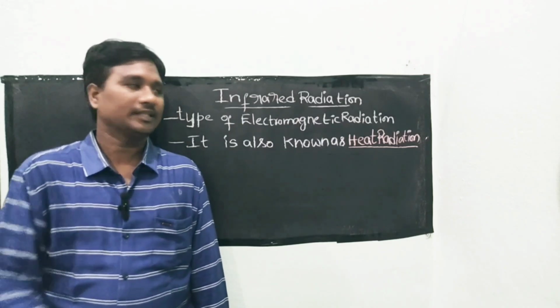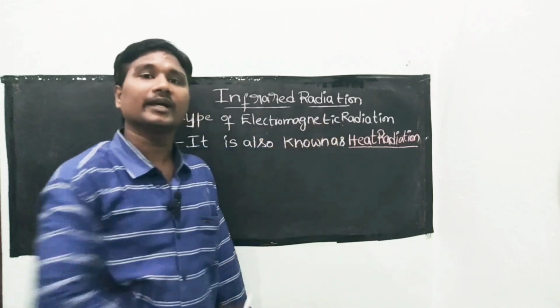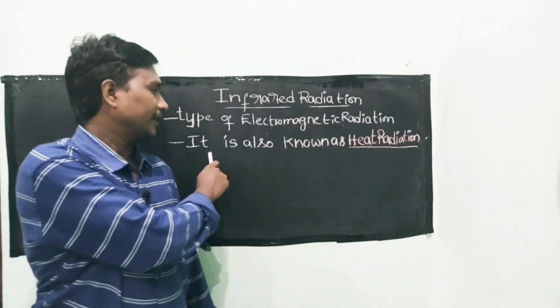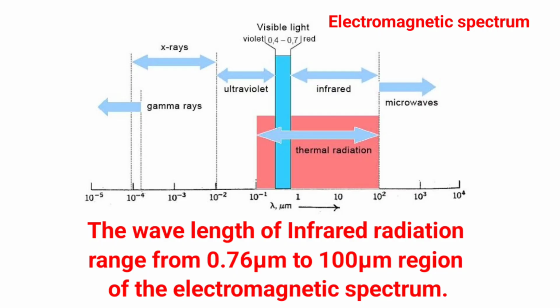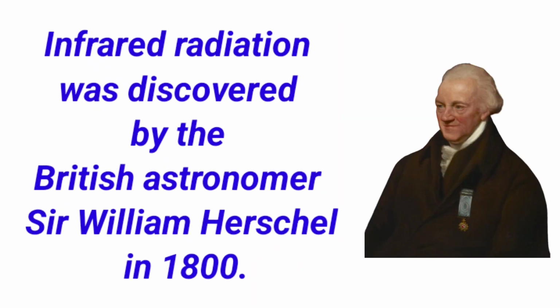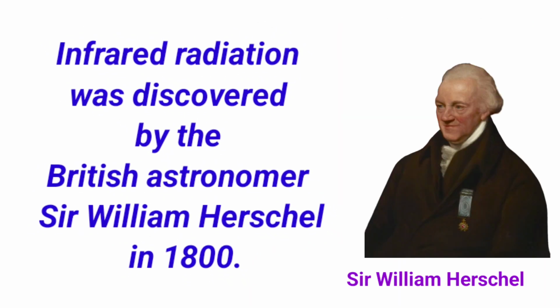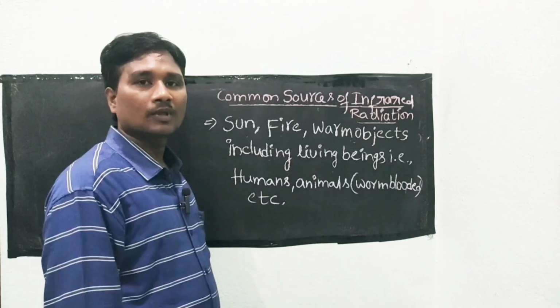Infrared radiation is one type of electromagnetic radiation. This infrared radiation is also known as heat radiation. The wavelength of infrared radiation ranges from 0.76 micrometer to 100 micrometer region of the electromagnetic spectrum. Infrared radiation was discovered by the British astronomer Sir William Herschel in 1800.